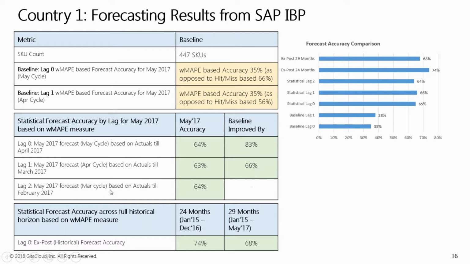We also did it for lag 2. We looked at the data till February 2017 and then forecasted for the month of May 2017, which is 2 months ahead. And our method came up with a forecast accuracy of 64%.